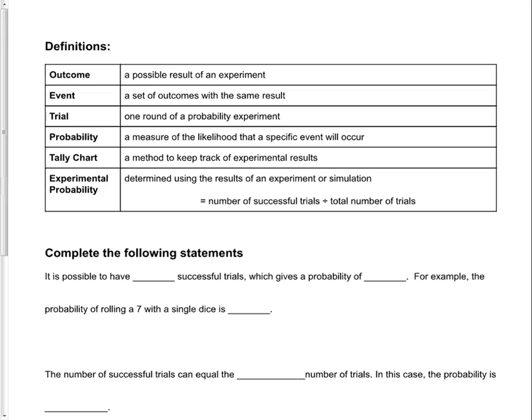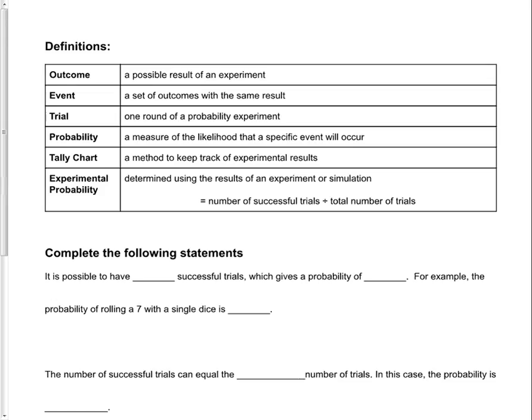Probability is a measure of the likelihood that a specific event is going to occur, that you're going to get a specific outcome. And so you might have a very high probability that you get a specific outcome, or you could have a very low probability that you get a specific outcome. A tally chart is just a measure of keeping track of experimental results, and we did examples of that with the fish experiment, as well as pulling the odds and even tiles out of a bag experiment.